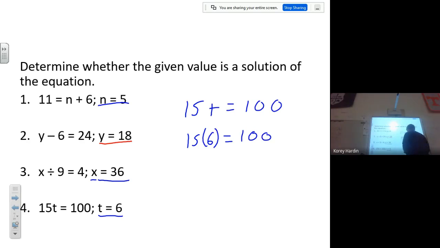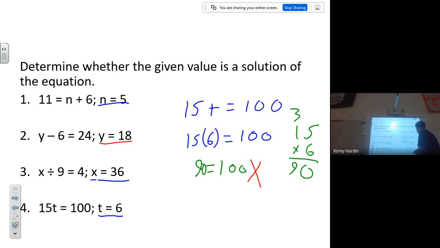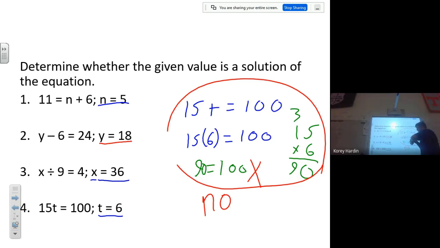equals 100. Now, if you're not a mathematician like I'm not, I'm going to go over here to the side and multiply that out to make sure I'm right. 6 times 5 is going to be 30. Move the 3 over. 6 times 1 is 6. 7, 8, 9. So I get 90. So 90 is equal to 100. Nope. Wrong. So that is not a solution. And here's my evidence to back it up.